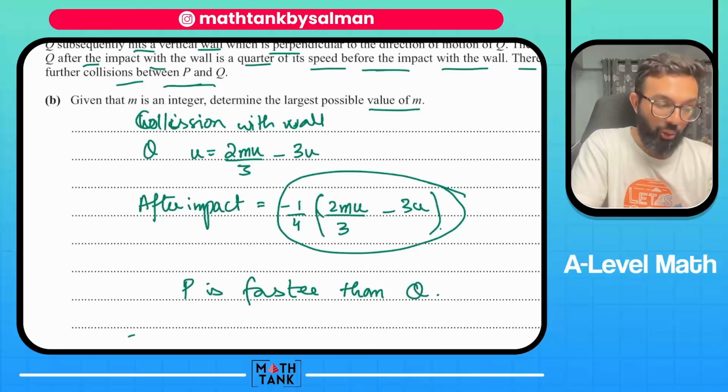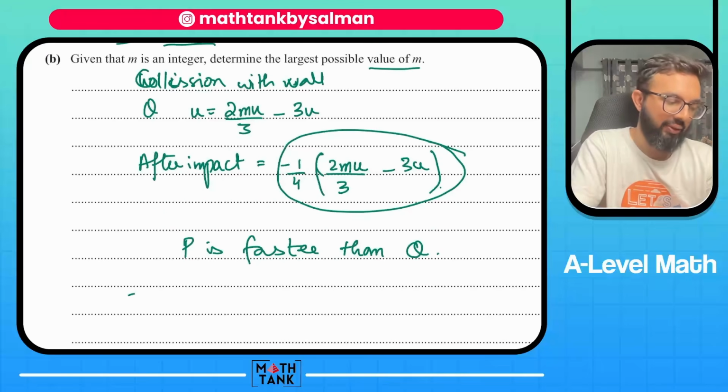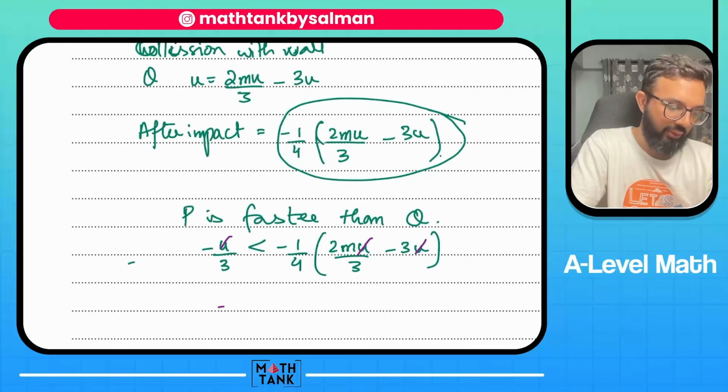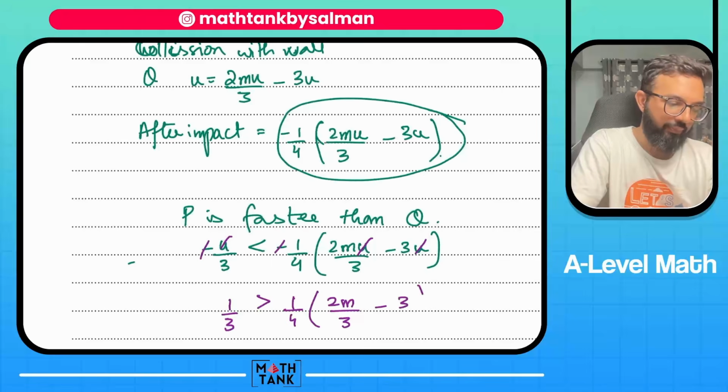Since they're both negative, what I'm going to say is that minus u over 3 is going to be less than minus 1 over 4, 2mu over 3 minus 3. u is common to all of them, so I'm going to get rid of that and use a positive number. If I cancel out these two negatives, I'll have to flip the sign. So 1 over 3, 1 over 4, 2m over 3 minus 3.